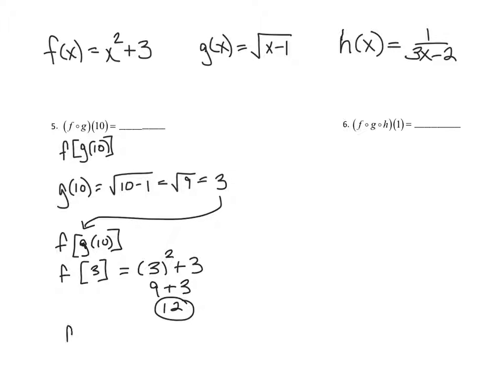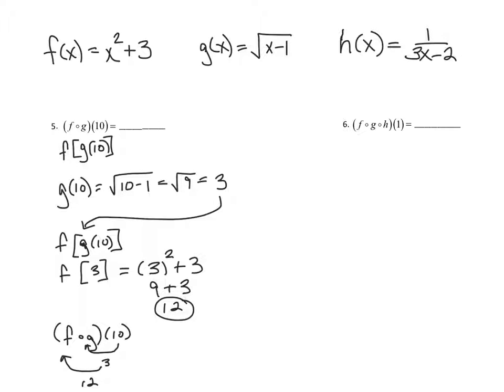Sometimes we like to write it as a shortcut, just to show you. Basically what we're doing is we're taking 10, we're plugging it into g, and we found that to be the number 3. And then we're going to take 3 and plug it into f, and we found that to be 12.